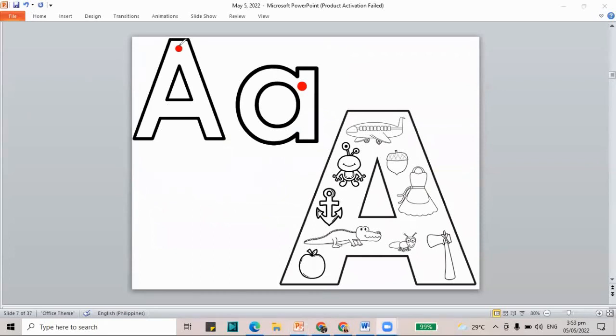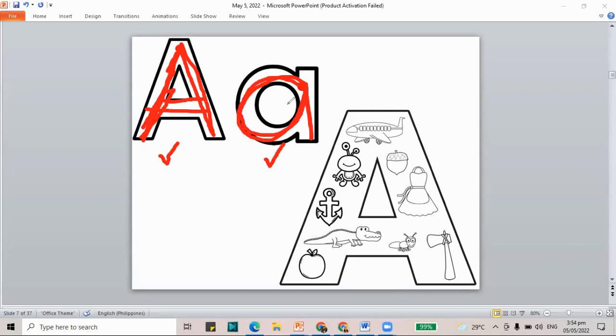How do we write our A? Start at the top and make a straight line down from the top, and a line across. That makes your capital letter A. How about lowercase a? Go around, going up and down. Again, go around, up and down. We have capital and lowercase a.